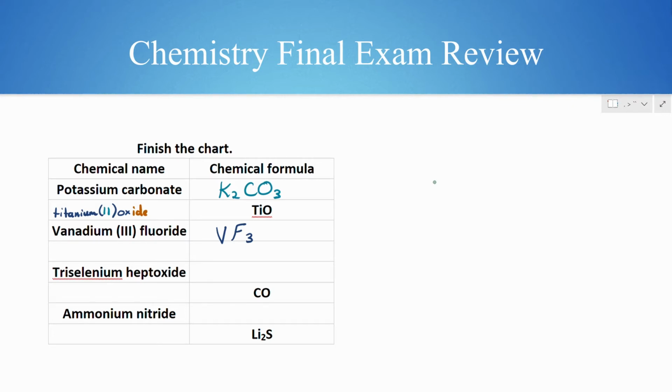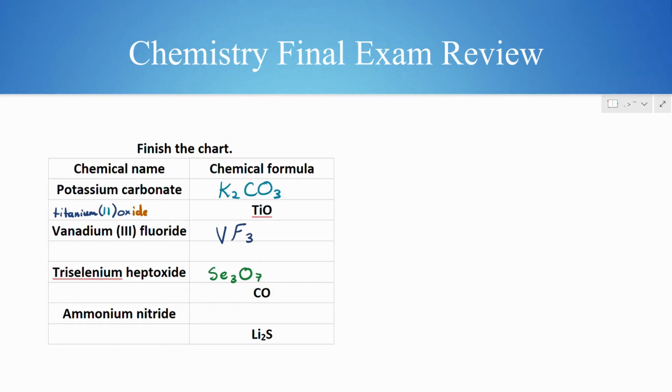So triselenium. Selenium is represented by the chemical symbol Se, and tri means 3. So we have 3 of these, so we'll write that as the little subscript. Now, heptoxide. Well, the oxide part is oxygen, which is O in the chemical symbol, and hept means 7. So we have 7 oxygens. So the chemical formula is Se3O7. These are quite friendly because they tell you right away how many of each element you have.